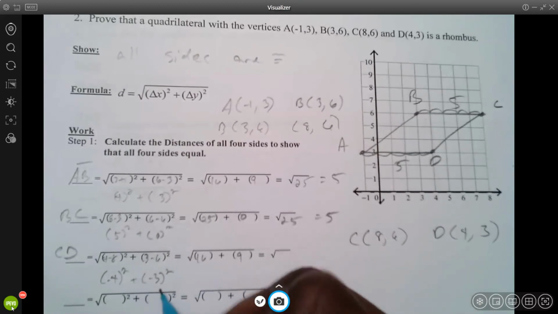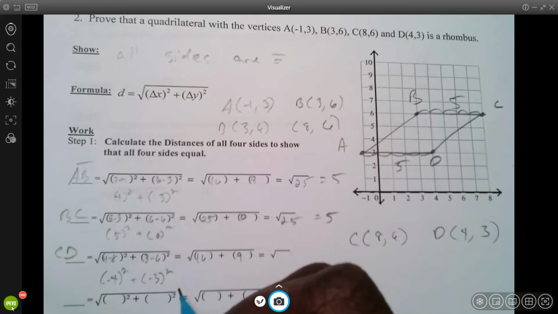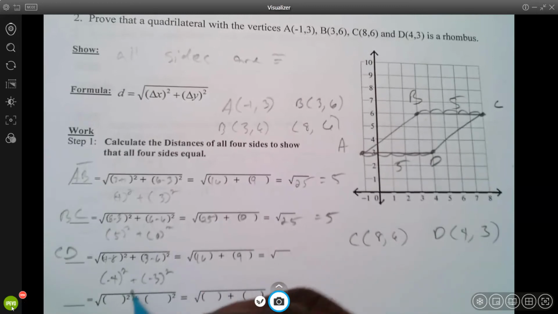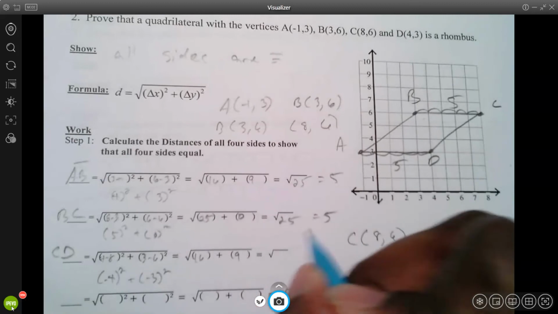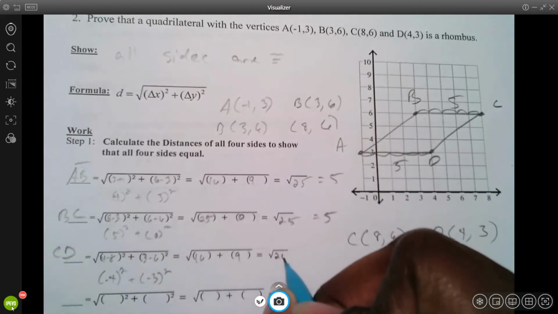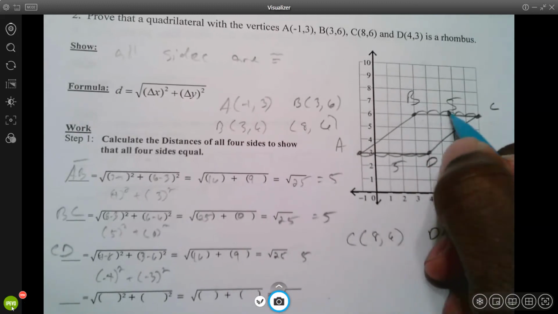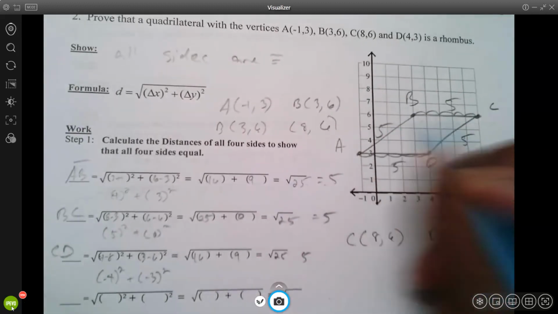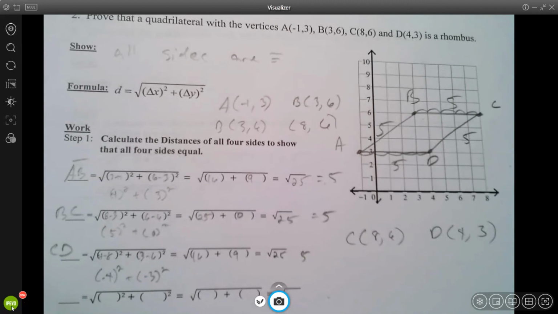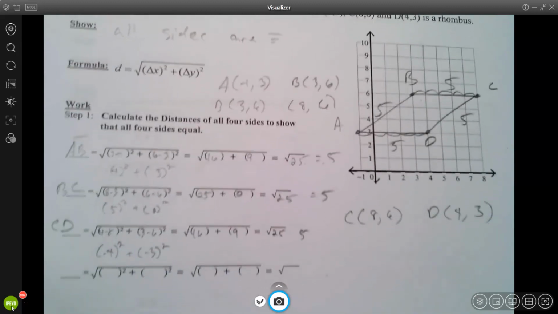If you plug it in, you might get negative 16 because you didn't plug it in with parentheses. So you don't mess it up, just leave the negative off. When you square it, it should be positive anyway. So that should be the square root of 25 as well. So that should be 5. So this length is 5. This length was 5. This length was 5. That length was 5. So all the sides are 5.